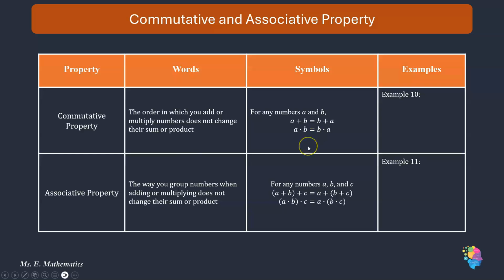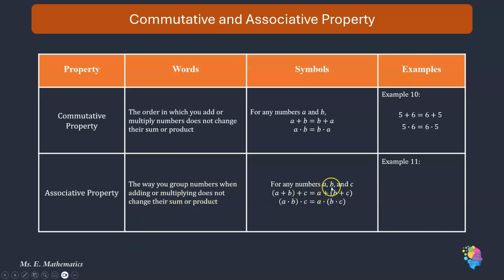In symbols, for any number A and B, A plus B is equal to B plus A, and A times B is equal to B times A. Using numbers, 5 plus 6 is the same as 6 plus 5, and 5 times 6 is the same as 6 times 5. And we also used this property in the previous video for this lesson. And now the associative property. It states that the way that you group numbers when you are, once again be careful, when you are adding or multiplying, it does not change the sum or product.